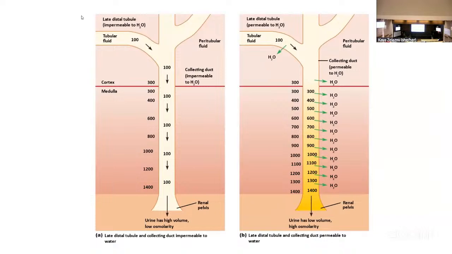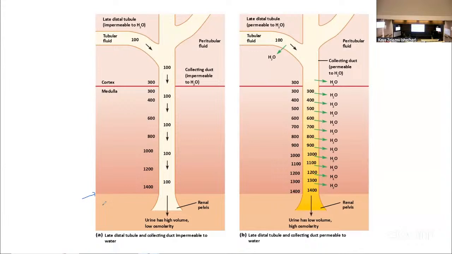So here's that picture from the previous slide again. This is our situation where we have no ADH, no antidiuretic hormone. So we're not reabsorbing any water. So we're ending up with all that water staying in your urine. So high volume, but keeping that low osmolarity that it starts with.